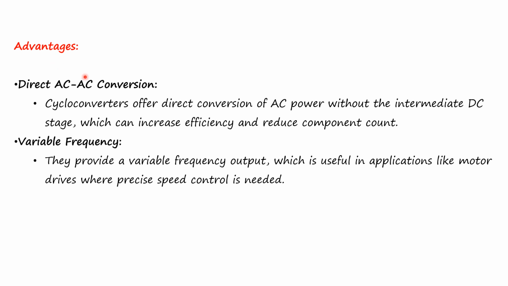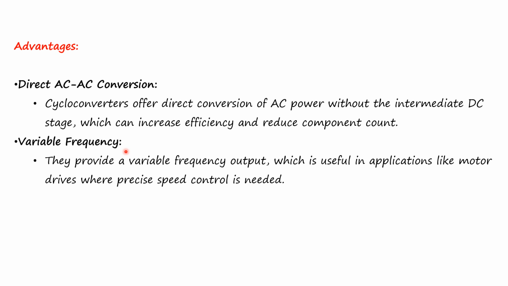If you see the advantages, it is used for direct AC to AC conversion. The cycloconverter circuit does not need any DC link, so we can directly convert AC power without having any DC stage or DC link. So this of course increases the efficiency and reduces the component count.